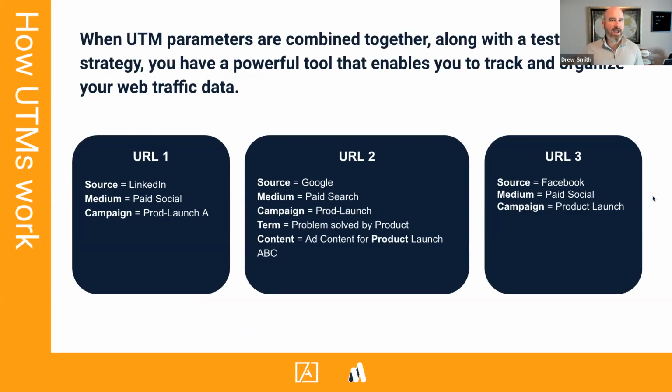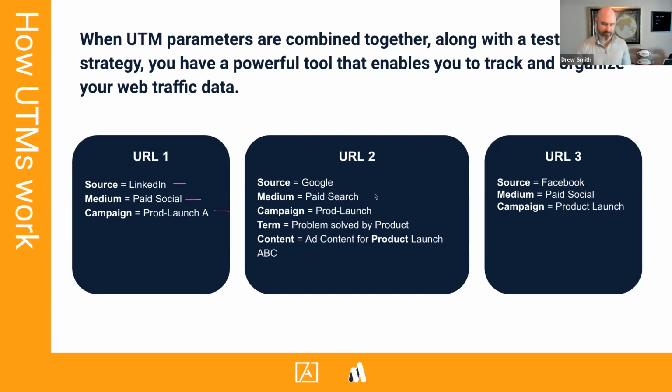So when you use UTM parameters and combine these together, along with a really, really solid strategy, you have a really powerful tool that allows you to track and organize your web traffic data. So we've got some examples here, URL 1, 2, and 3, of how you would use UTMs to track different sources. URL 1 would be somebody that's coming from paid social, specifically LinkedIn, and is tied to a very specific product launch. So paid social, LinkedIn, and a specific product launch.